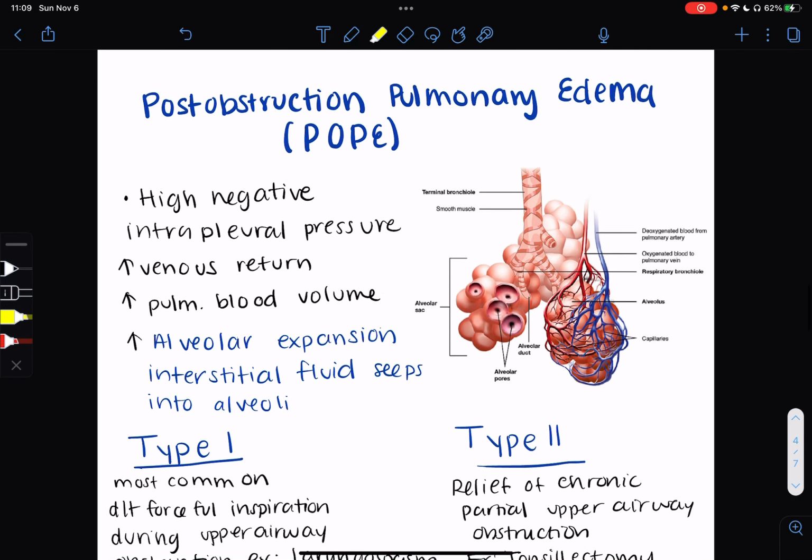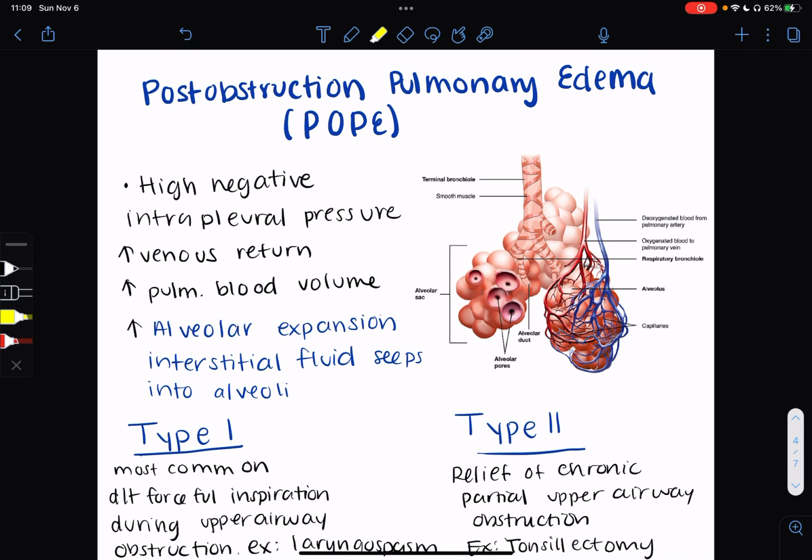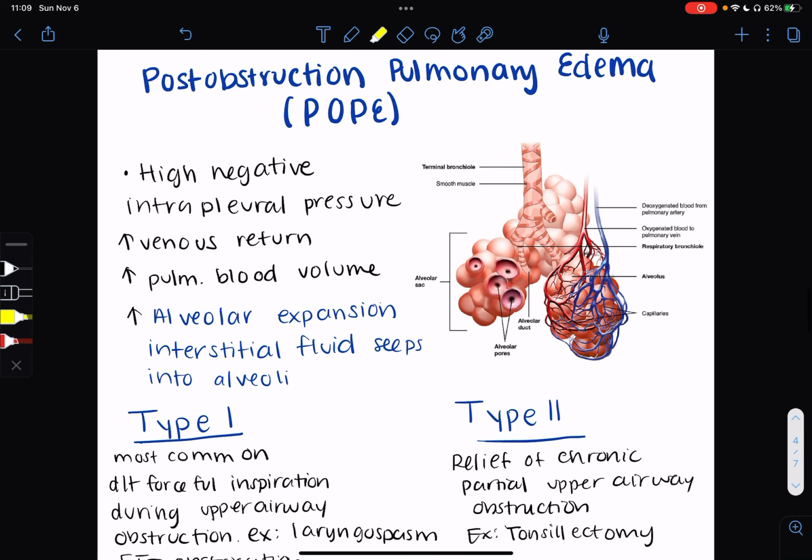All right, so POPE, the post-obstruction pulmonary edema. So there are two types we'll get into here in a second. But what is POPE? So it's going to be high negative interpleural pressure. It's going to increase venous return and increase blood volume. But the takeaway here is it's going to increase alveolar expansion, increasing interstitial fluid that seeps into the alveoli.